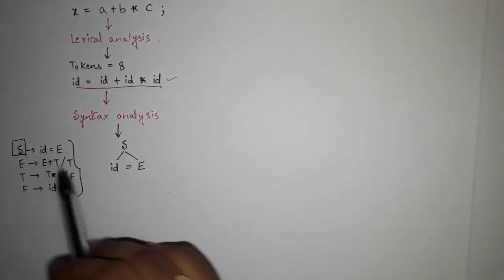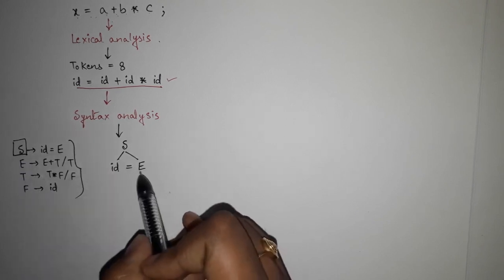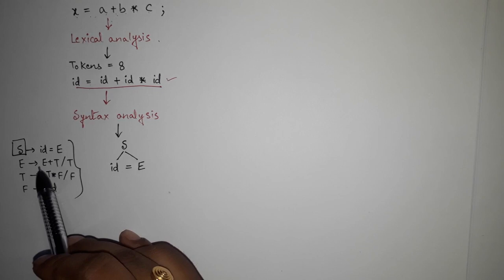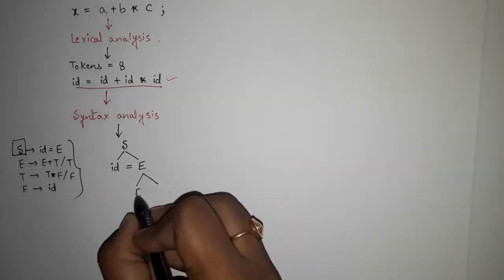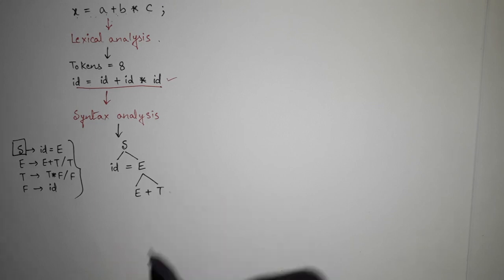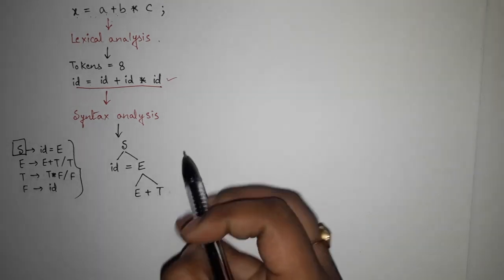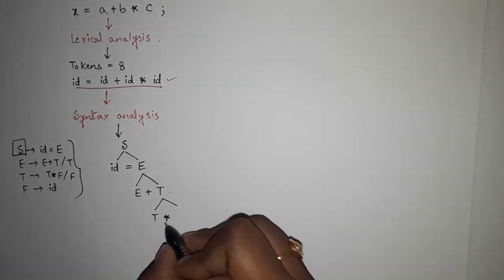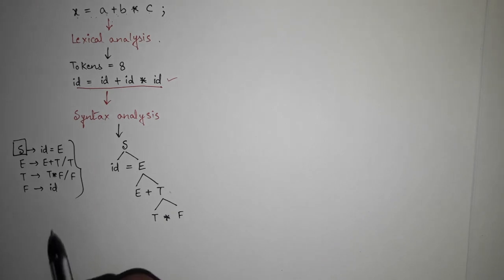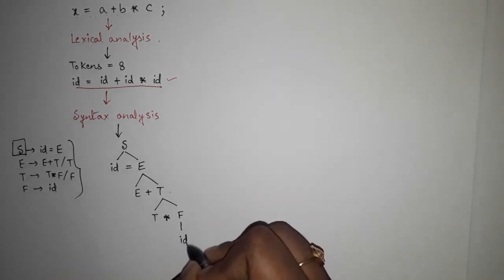Now we know that ID is not generating anything because ID is not there on the left hand side. Then we have to see E. E is generating E plus T. Now again, T is generating T star F. Now we know that F is generating ID. So F is generating ID.